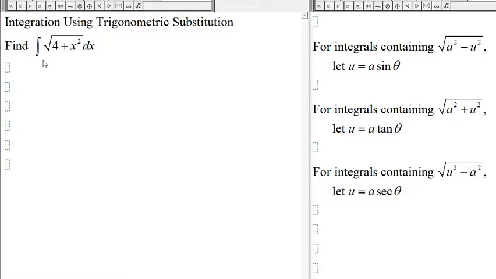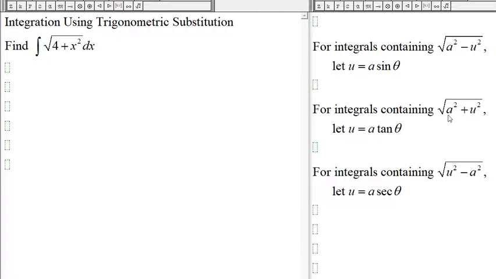For this problem, we have the integral of the square root of 4 plus x squared. So this has the form of a squared plus u squared. Since we have the square root of a squared plus u squared, the suggestion is we let u be a tangent theta.